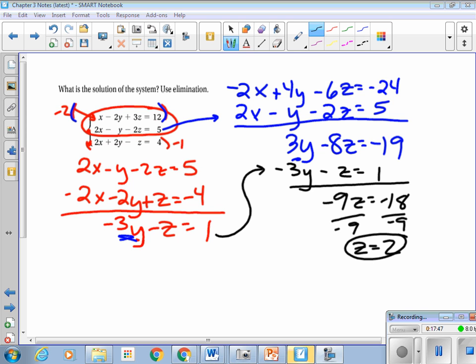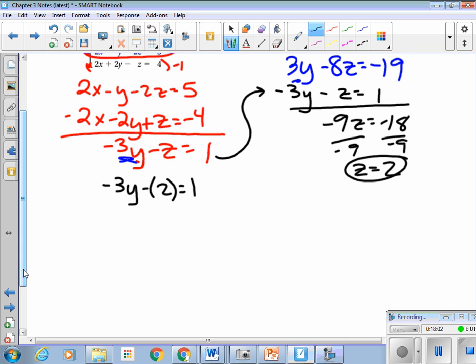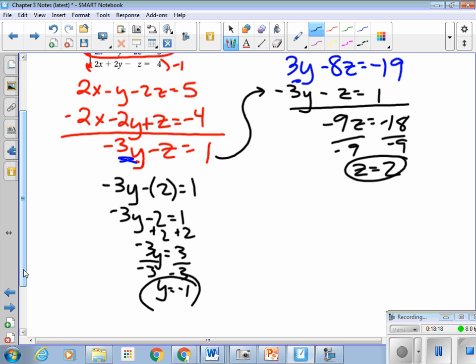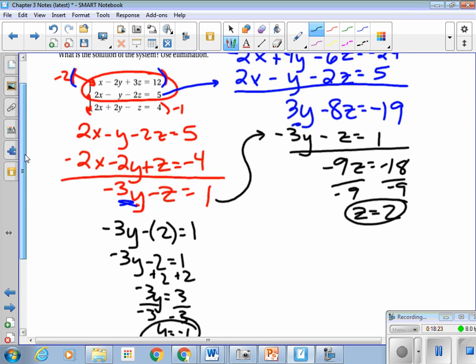So then I'm going to take this one, negative 3y minus, I'm going to put 2 in for z, equals 1. My 2's and my z's look the same, that's why I crossed my z's. So here I'm going to go negative 3y minus 2 equals 1, add 2 to both sides, negative 3y equals 3, divide by negative 3, y equals negative 1, another happy day. So I know z is 2, y is negative 1, I just need an x.